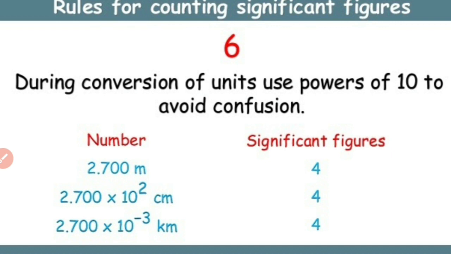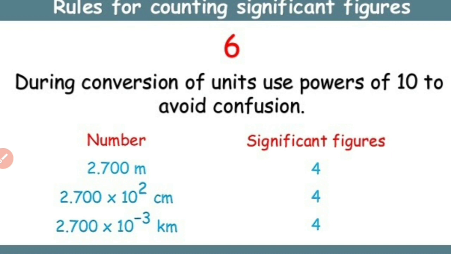If you are writing 270.0, you will get the number of significant figures 4. Otherwise, if you simply write 270, the number of significant figures becomes 2. Got it?